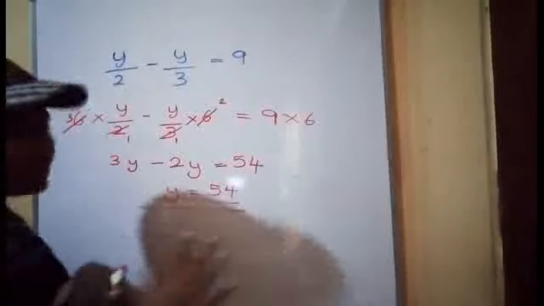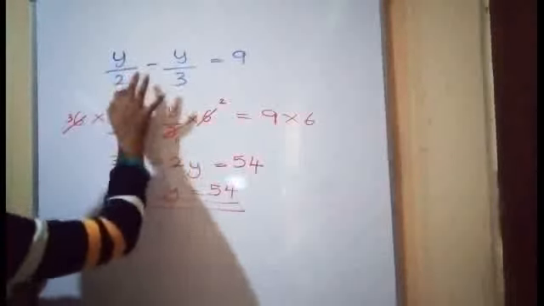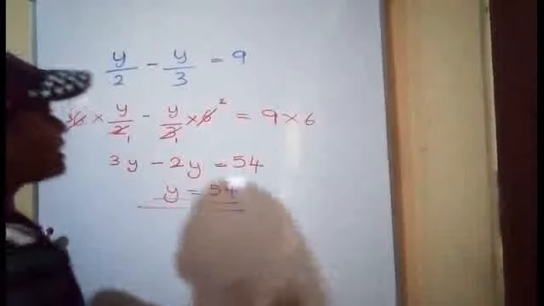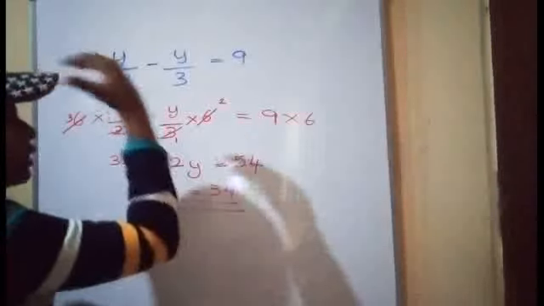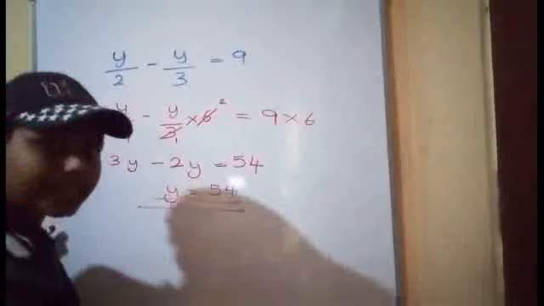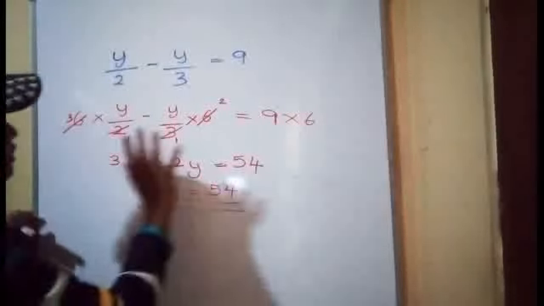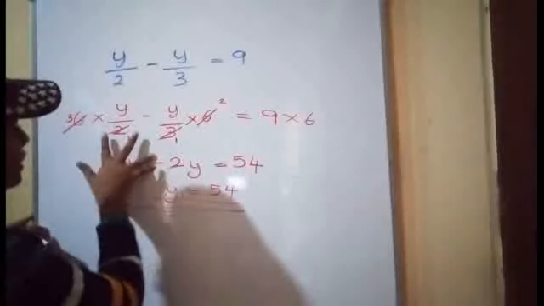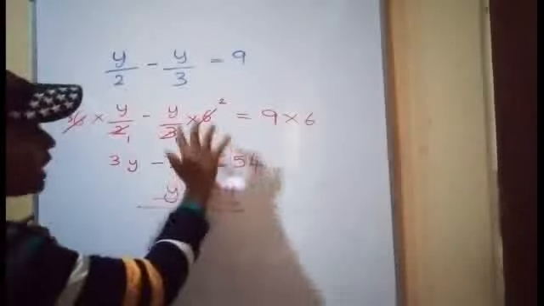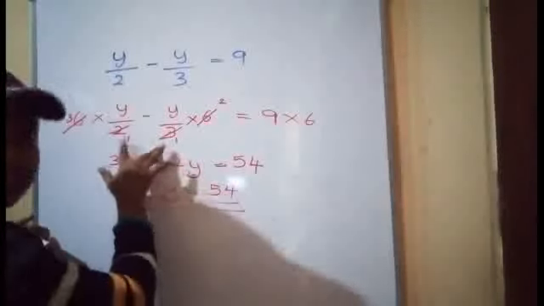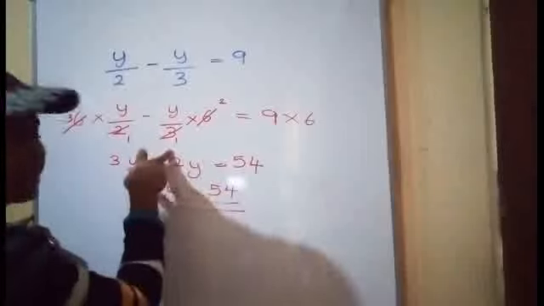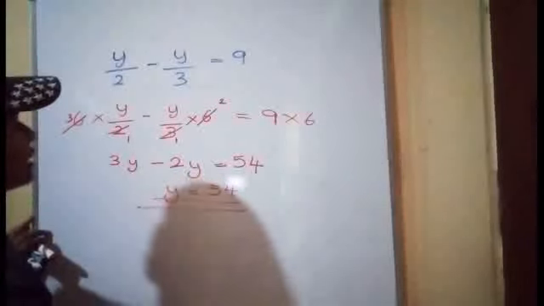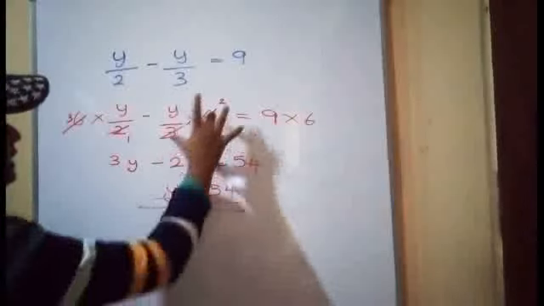So in the example we have y divided by 2 subtract y divided by 3 equals 9. In this situation we want to cut down these two denominators on the dividing side. So we do both sides multiply by the same denominator, but here the denominators are different, the 2 and 3. So we find the highest common factor of both of these. The highest common factor is 6.